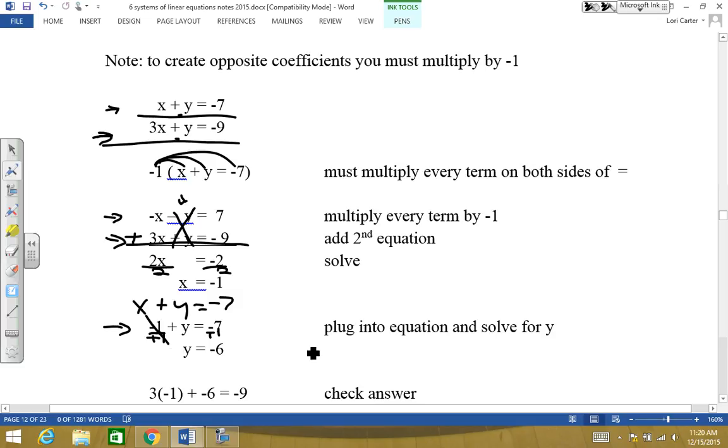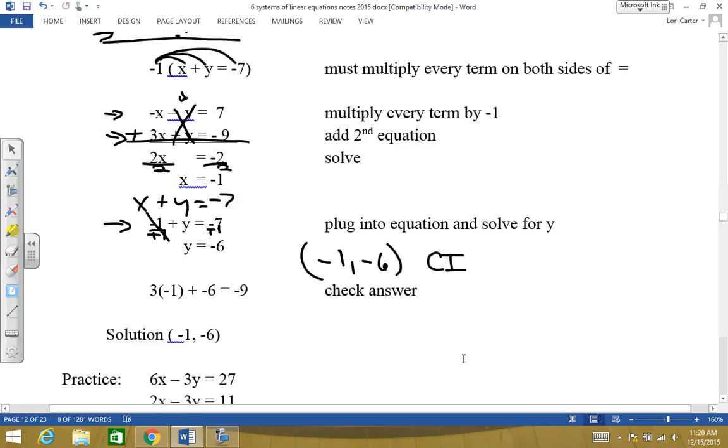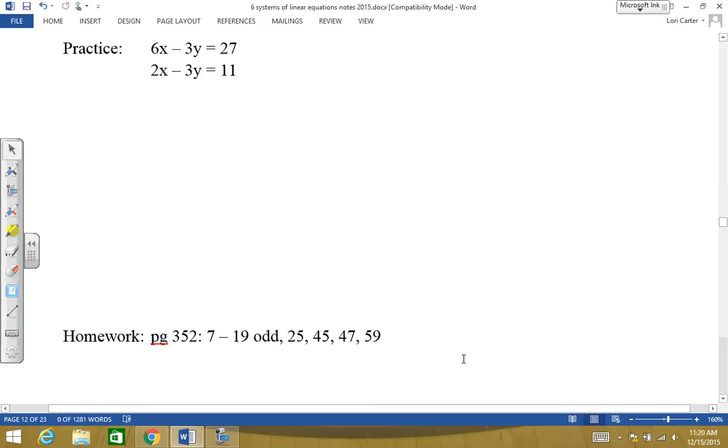Negative 1, negative 6. What kind of lines? That would be a CI. Consistent, independent lines. If I plug them back in, it should work, which it does. Okay, you have a practice. Oh no, this is harder to do slower.